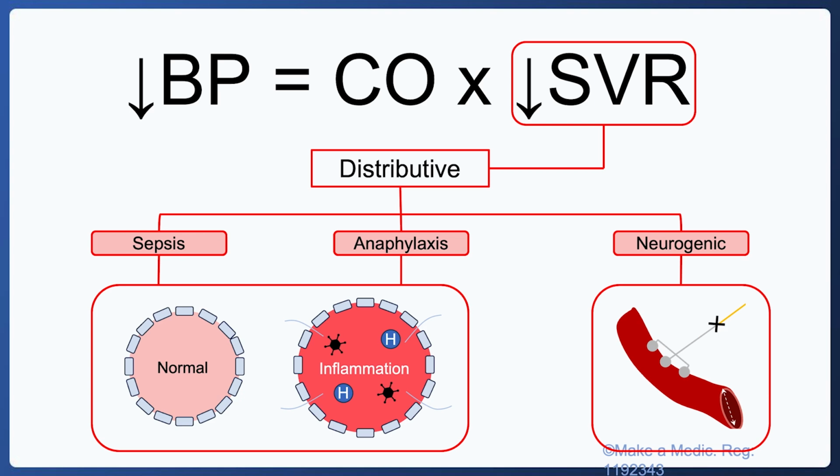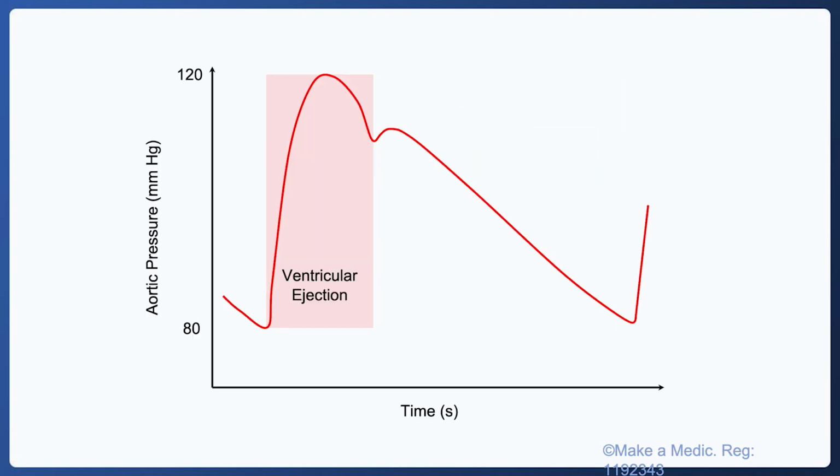Septic shock is the most common form of shock seen in ITU, followed by cardiogenic and hypovolemic shock. Neurogenic and obstructive shock are much rarer. We'll finish briefly by talking about arterial line traces. This is what a single heartbeat will look like on an arterial line trace.